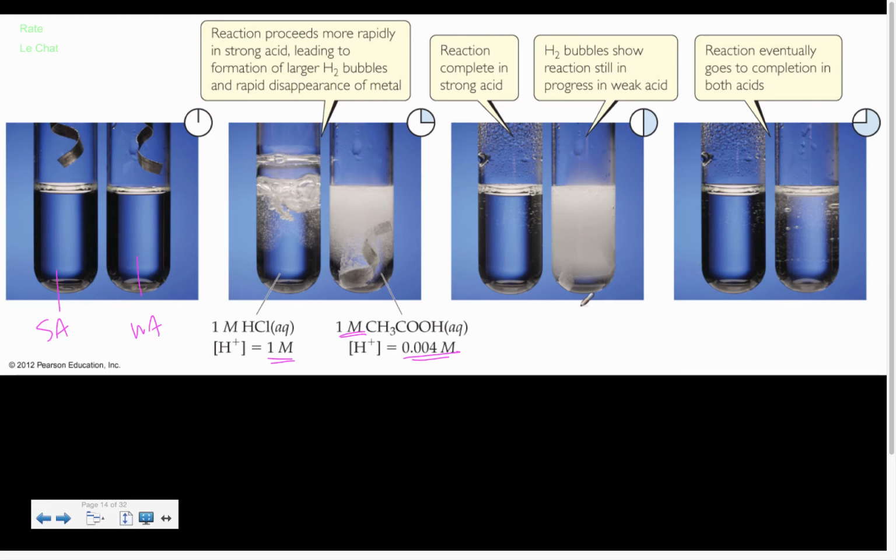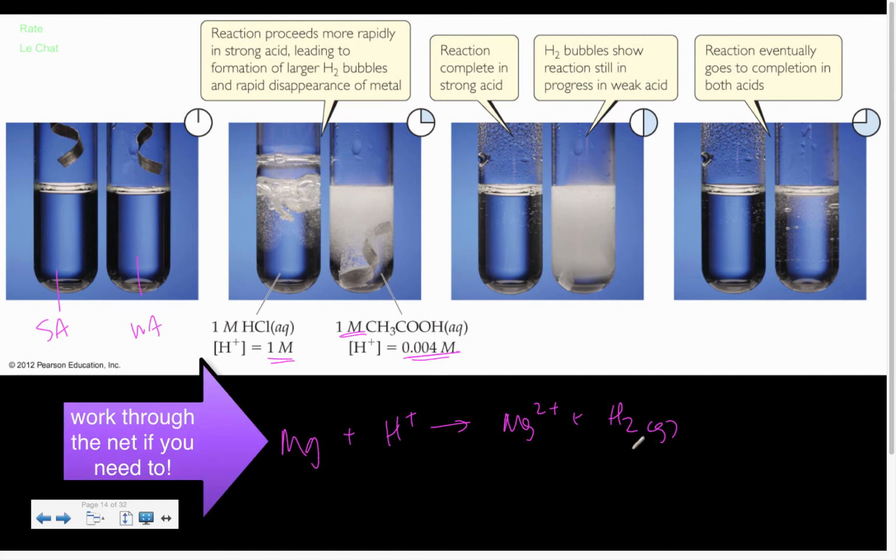And that goes back to what basic principle? Ding, ding, ding, Le Chatelier's principle. As this magnesium starts to react, what's it really reacting with? It's really reacting with this to form Mg2+ plus H2 gas, chloride ions being spectator ions. So this is the essential reaction that's occurring.